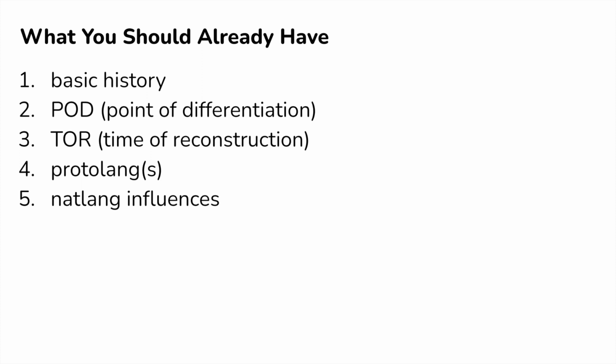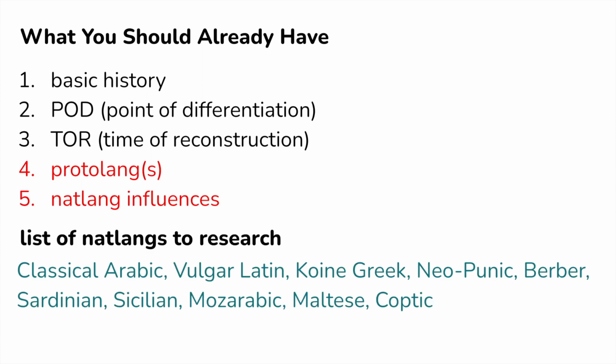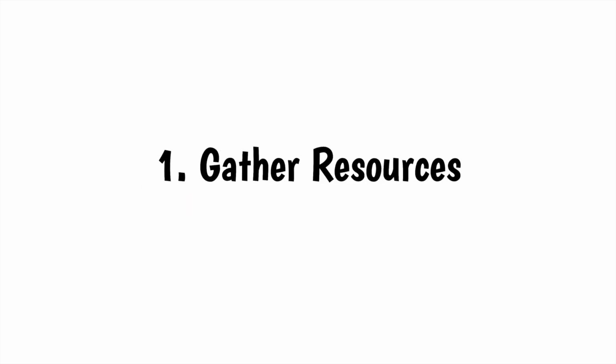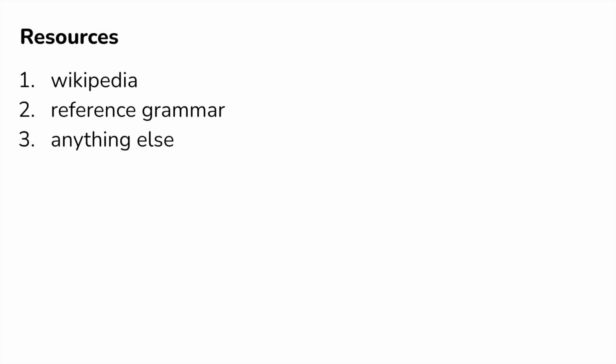For Paresi, I took notes on Classical Arabic, Vulgar Latin, Koine Greek, Neo-Punic, Berber, Sardinian, Sicilian, Mozarabic, Maltese, and Coptic. So once you have the list of languages you want to research, and the specific time periods of each language you need to focus on, next step is to gather a bunch of resources about each language. You should definitely include the Wikipedia page for each language here, as well as a reference grammar if you can find one. And really any other resources you can, vocabulary lists, grammar charts, dictionaries, conjugators, sample text, or documentation of its sound changes.